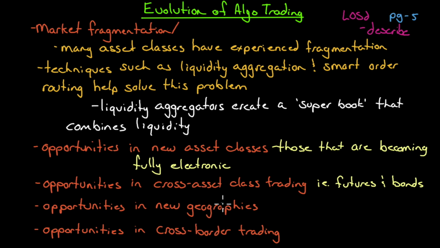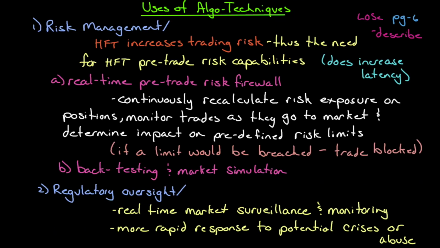So my thinking is along the lines of it's not so much that algo trading is evolving as the environment changes. The environment is evolving as algorithmic trading is evolving. There's a co-evolution going on there, because some of these things may not be possible or efficient without the ability to make it efficient. All right, LOS: describe the use of technology in risk management and regulatory oversight.